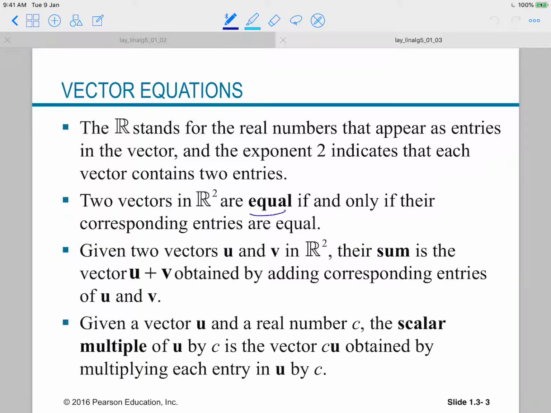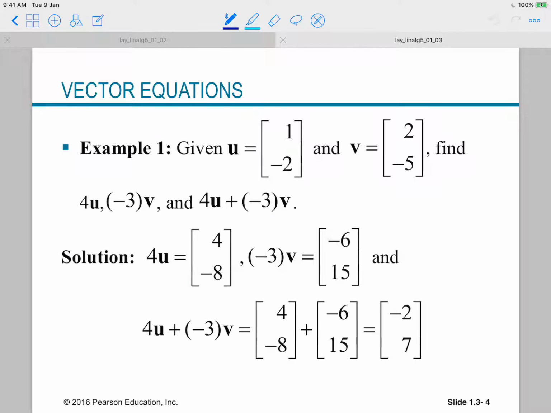we can define the notion of equality between two vectors, the vector sum, the scalar multiple of a vector, and also the vector product, or the multiplication of a vector. We will study those different operations defined using vectors. So let's look at this example.